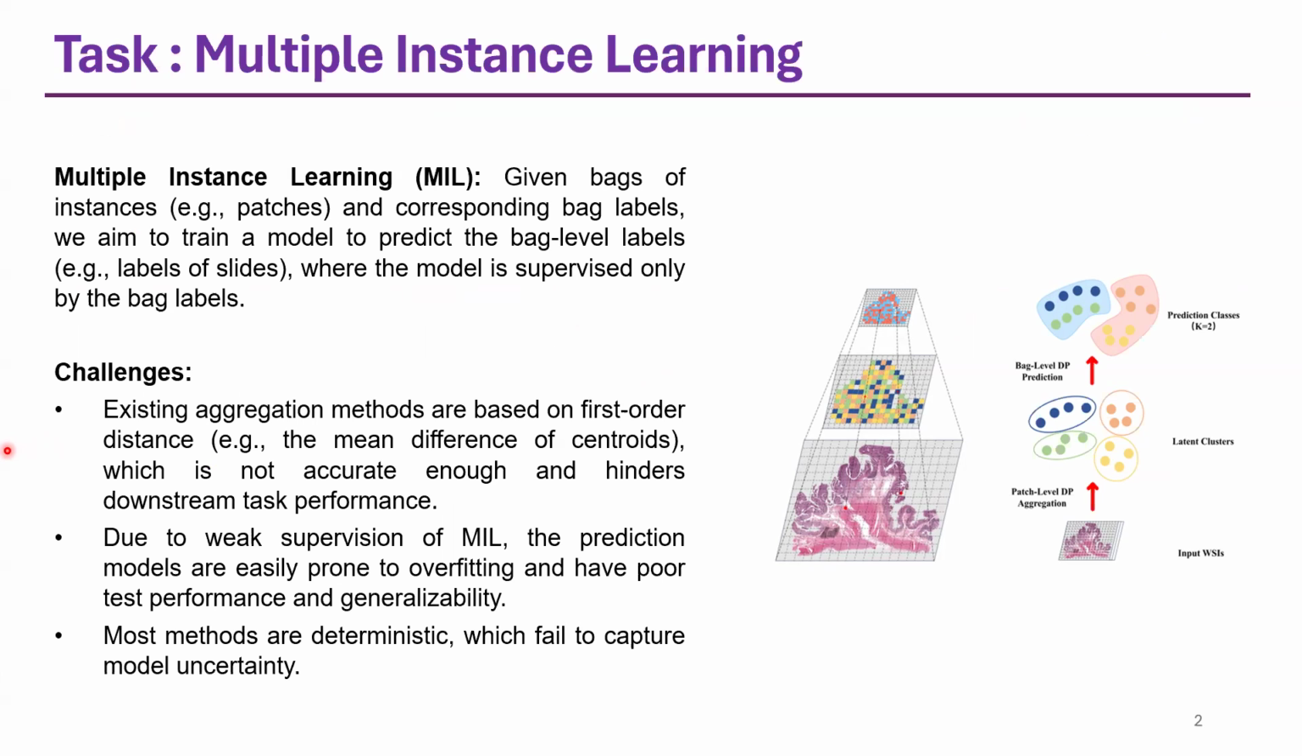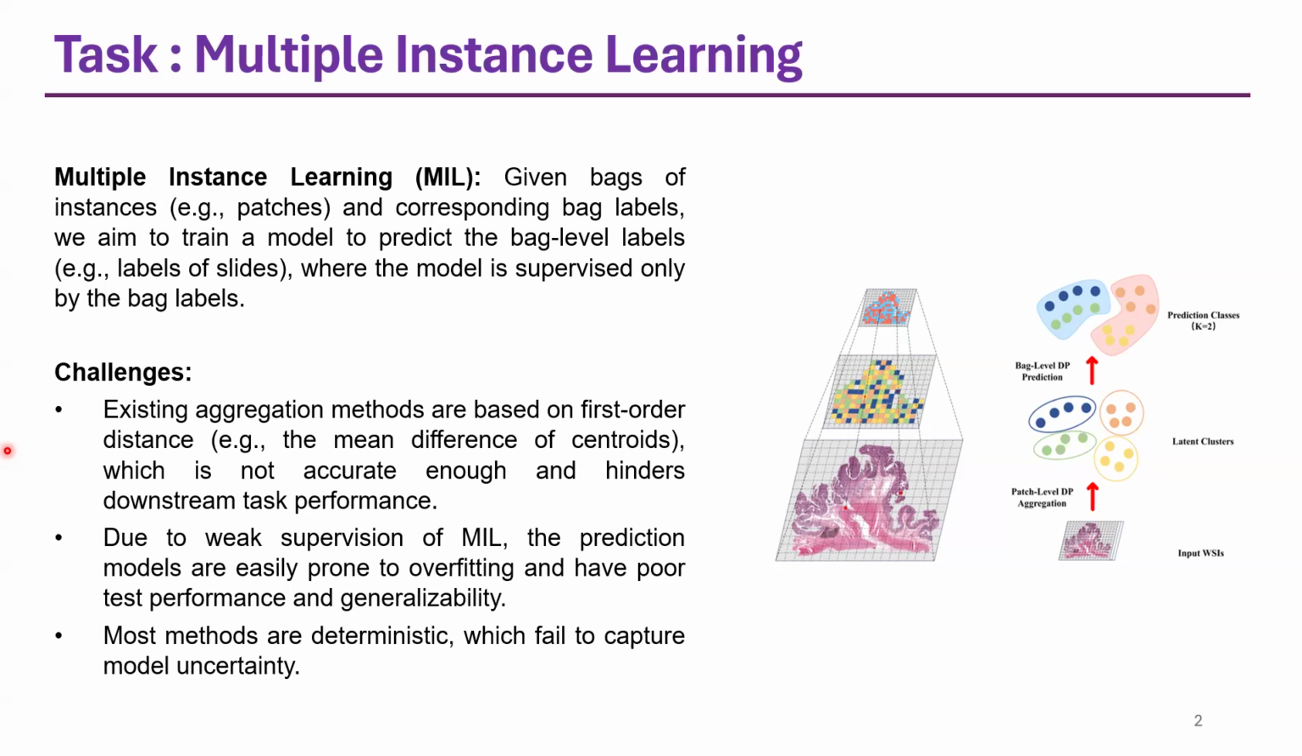The aim of this task is to train a model to predict the bag-level labels, for example, labels of whole slides, where the model is supervised only or mostly by the bag labels. We assume that the supervision on the instance level is very weak. And there are several challenges.